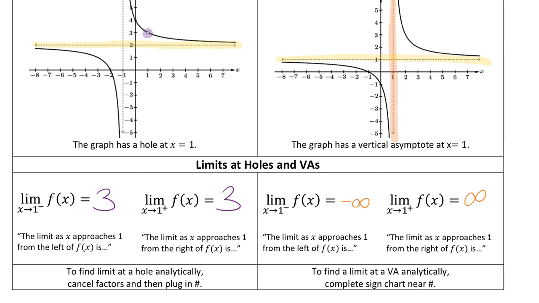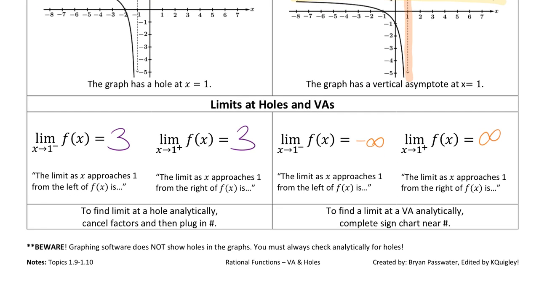Now, this last little box up here is not going to be important just yet until we go to the back, but it says to find a limit at a hole analytically, you're going to cancel out the factors and have a reduced function and then plug in the number for the hole. It becomes an evaluating question. But if we're trying to find the limit analytically for a vertical asymptote, we're going to have to complete a sign chart, everybody's favorite thing, at a number near the limit that we're approaching. I'll show you examples of that on the back, but I just wanted it all on the front, so this is like a nice little reference page for you about holes and vertical asymptotes.